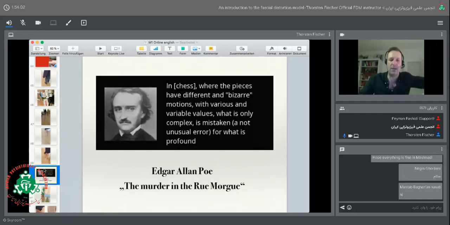Everybody knows Edgar Allan Poe, yes? And Edgar Allan Poe, he has a very nice short story about chess. And in there he tells that it's a very, very common human mistake, not an unusual error, to take what is complex as profound. And I think in this short story, Edgar Allan Poe described the cylinder without knowing it.